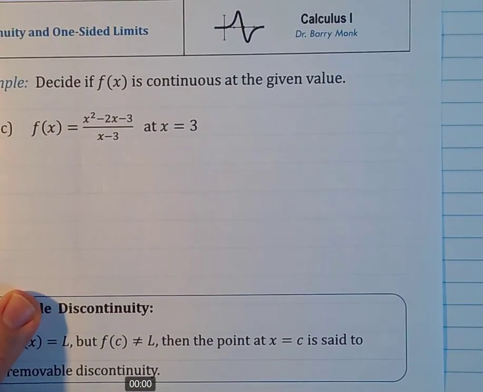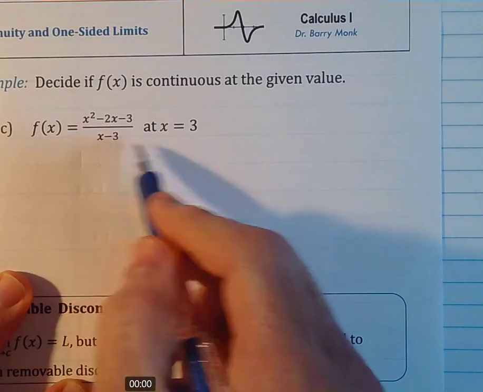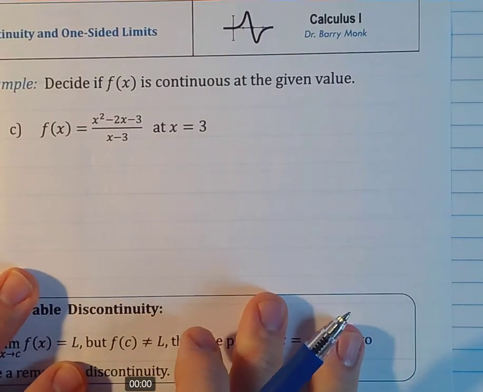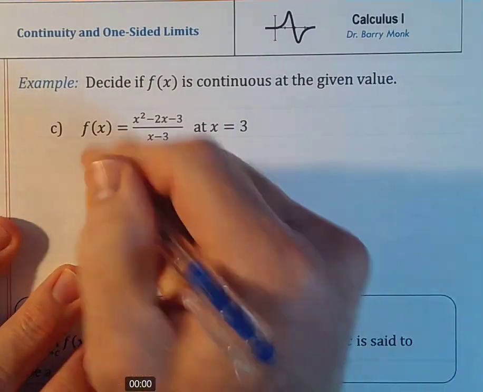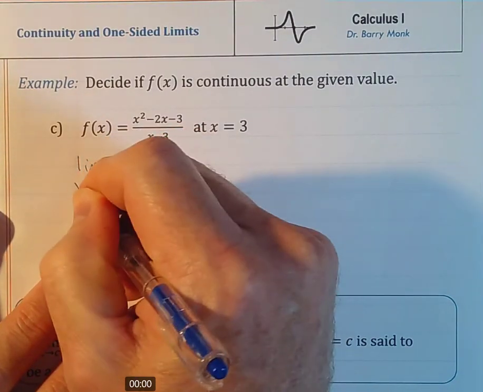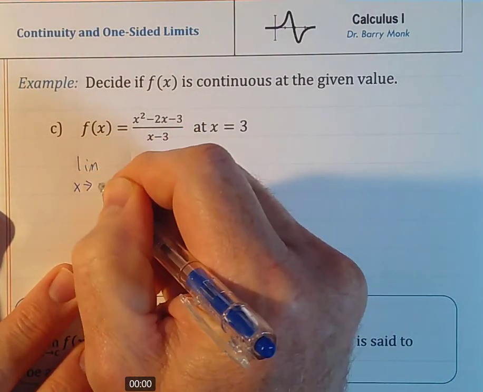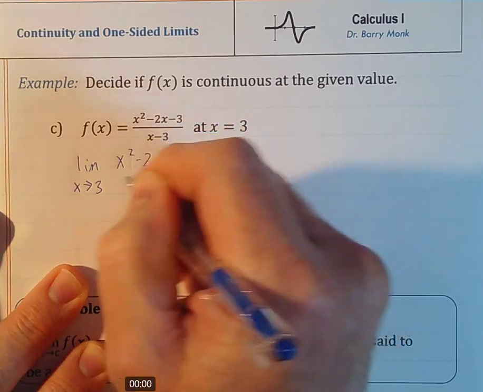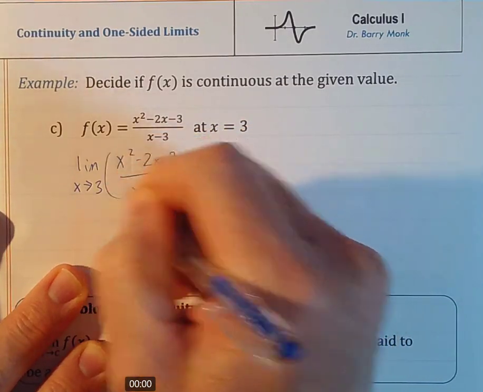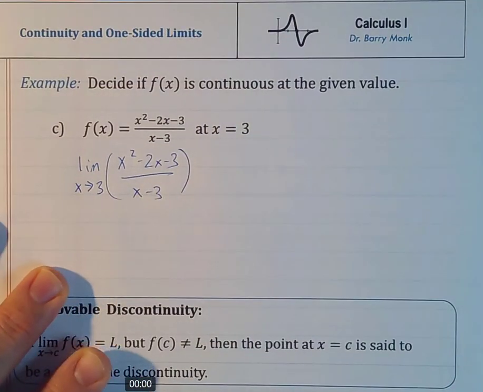Okay, what about this one? We want to decide if f of x is continuous at the given value. And here we've got this function, and this is at x equals 3. So I want to know, first of all, does the limit exist? X approaches 3 of this function, x squared minus 2x minus 3 over x minus 3. I want to know, does this limit exist?